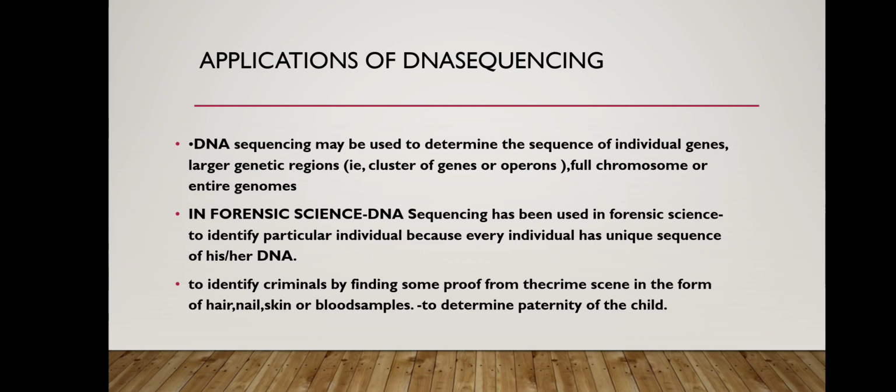Then, applications of DNA sequencing. DNA sequencing may be used to determine the sequence of individual genes, larger genetic regions, full chromosomes, or entire genomes. Then forensic science. Sequencing has been used in forensic science to identify a particular individual because every individual is unique. To identify criminals, some proof found at the crime scene, in the form of hair, nails, skin, or blood samples, is used.